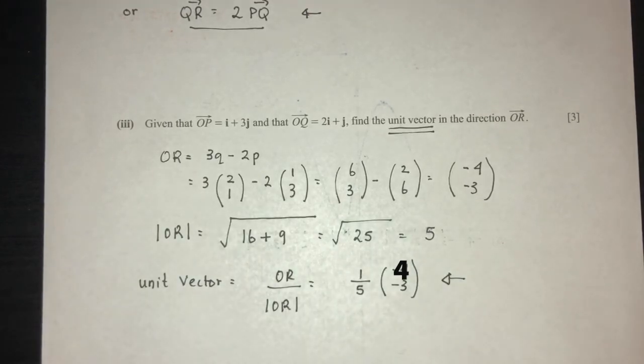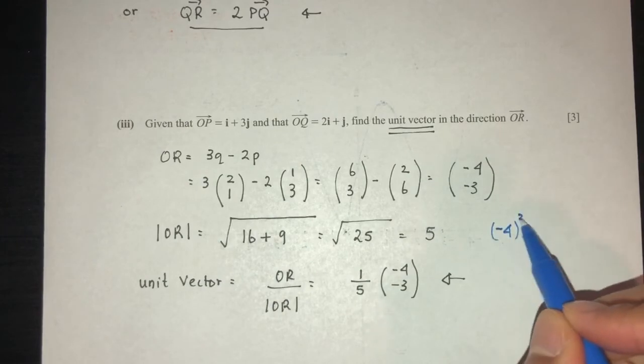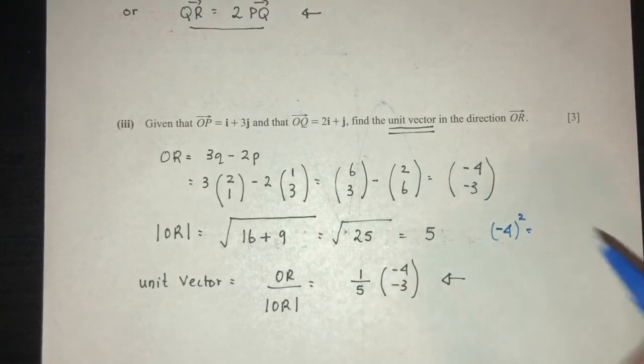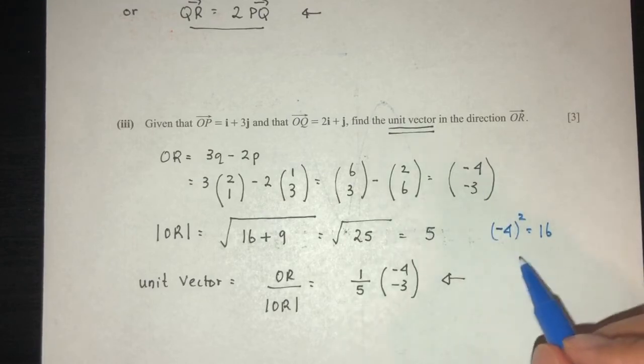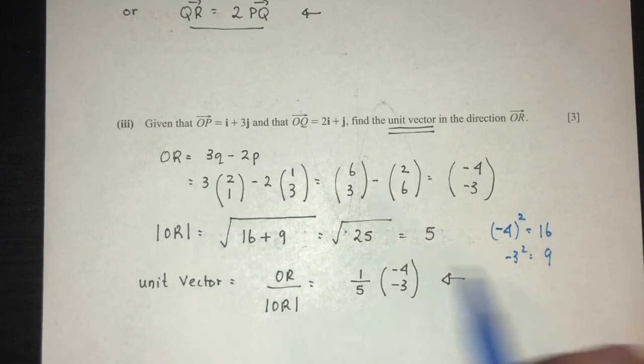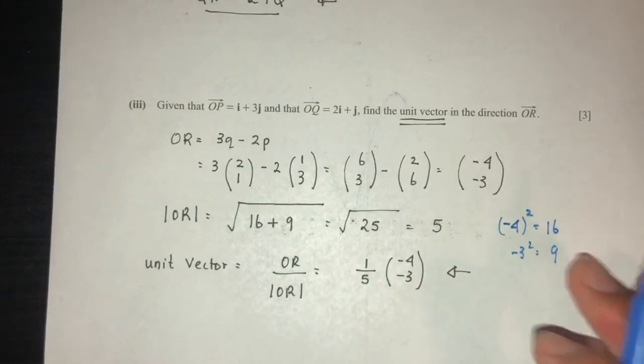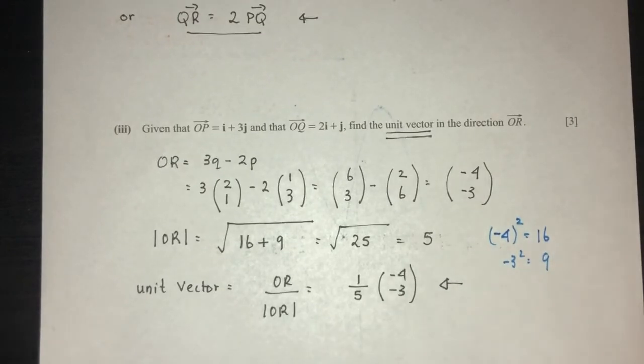Just if someone is confused about this, we take minus 4 squared. When you square them, the minus sign will go away. So you'll have 16. Same thing for minus 3 squared. That will become 9. That's why we don't have the minus sign here. It is just positive 2 values, and you will get this for your answer. And that will be your question number 7.